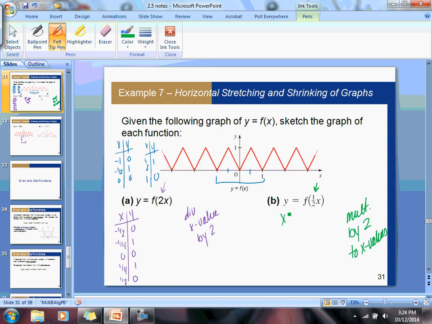So when I make my table of values, I'm not going to start at negative 1. I'm going to multiply that by 2, and I'm going to start at negative 2. And then at negative 1/2 times 2 would be negative 1. 0 still 0. 1/2 times 2 is 1. And then 1 times 2 would be 2. And then I would still get the same values out. 0, 1, 0, 1, 0.